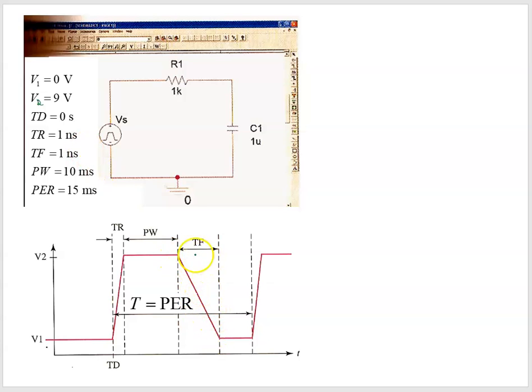This looks like it actually takes a lot longer to fall than to rise. But I have what I'm going to set up as a pulse width. The pulse width is the period of time that the pulse is high at the high voltage. I have that set up at 10 milliseconds and the period set up at 15 milliseconds. So we have a shorter low pulse than we have a high pulse. So you can do this in PSPICE, and we'll set up that source.